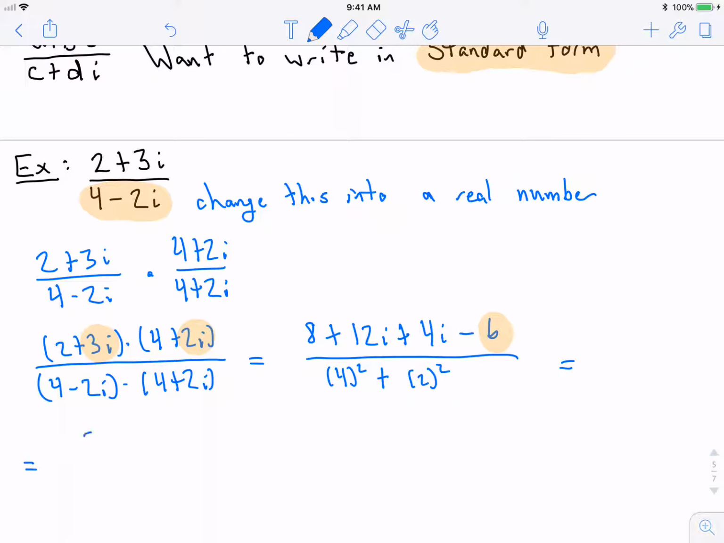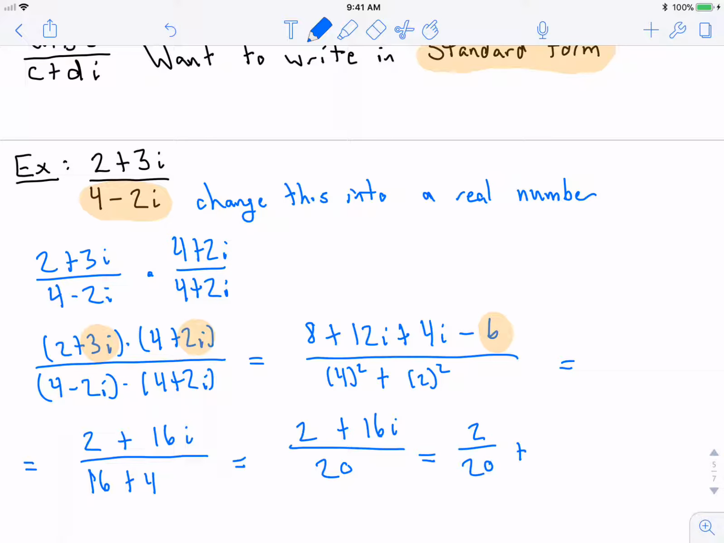8 minus 6 is 2. 4i plus 12i is 16i. And on bottom we have 16 plus 4. So this is (2 + 16i) over 20. And since we have only one term on bottom, we can actually write this as 2 divided by 20 plus 16 divided by 20 times i. And now we're in standard form again: a real number plus a real number times i.